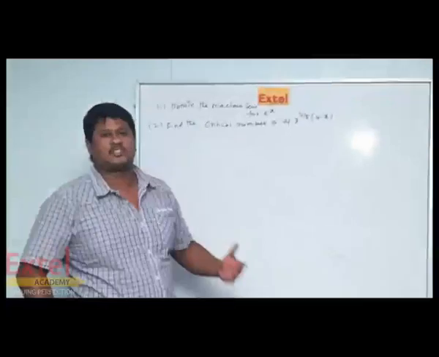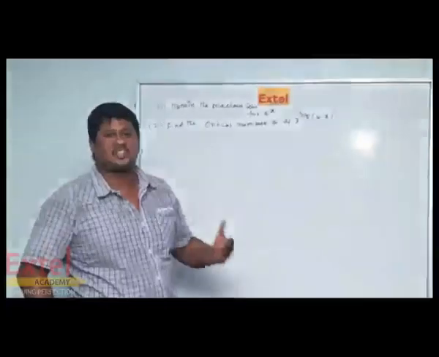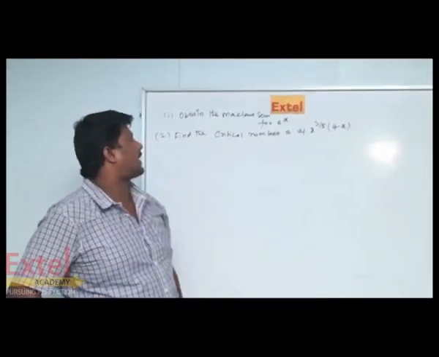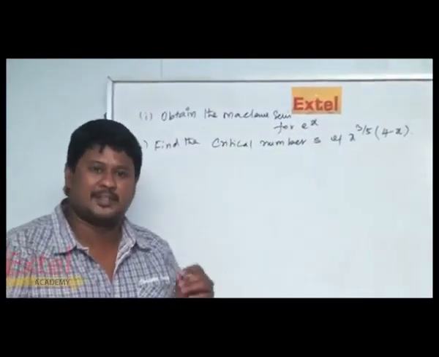So one more subdivision question. Next one. So 3 plus 3 marks. Okay. First one, obtain the Maclaurin series for e power x. It's a very simple one.